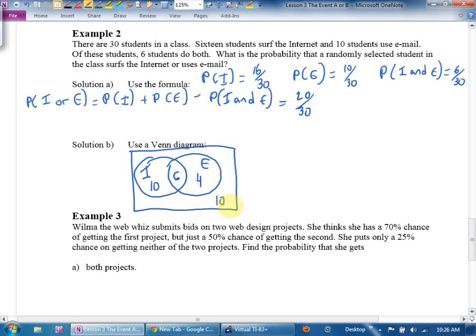And you see, now I can answer all sorts of questions. How many only use email but don't actually surf the web? What's the probability? 4 out of 30. What's the probability that they surf the web but don't have an email address? 10 out of 30. So I use a Venn diagram. You need to realize these numbers won't blatantly appear, because you always have to take into account the overlap.